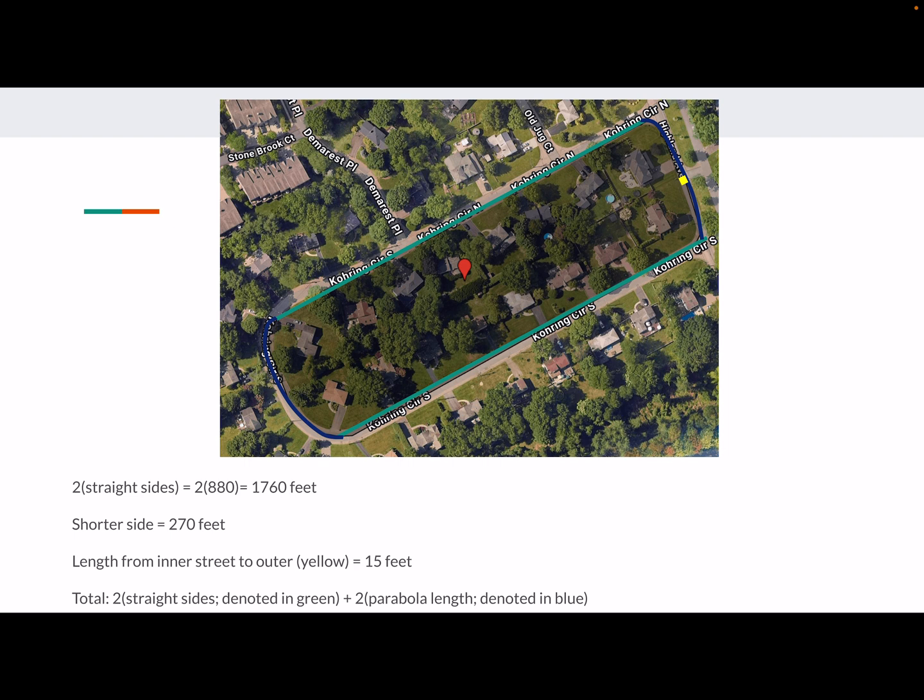The length from the inner to outer street is in yellow, and it's about 15 feet. I chose to take the total by doing 2 times the straight sides, which are denoted in green, and then 2 times the parabola length, which are denoted in blue. I later used the yellow to plot points onto a plane and to put the curve on a plane.